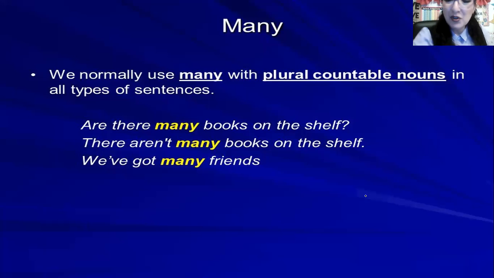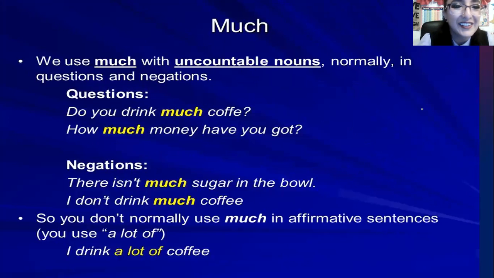Are there many books on the shelf? There aren't many books on the shelf. We have got many friends. We are going to be counting them with my fingers. It's super easy. Are there many books on the shelf? There aren't many books on the shelf. We have got many friends. You can be counting them. That is it, the situation.